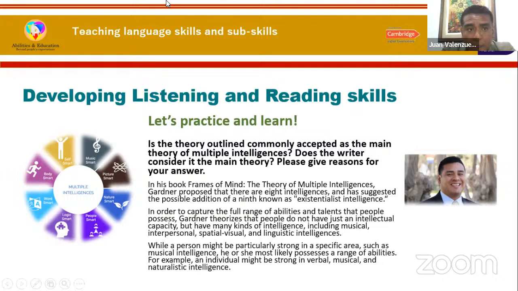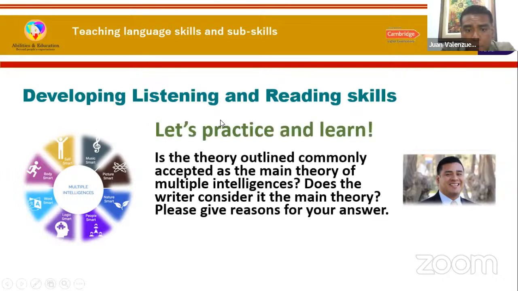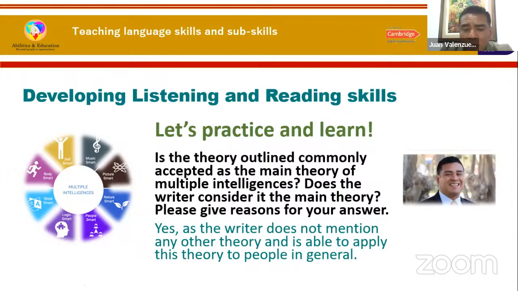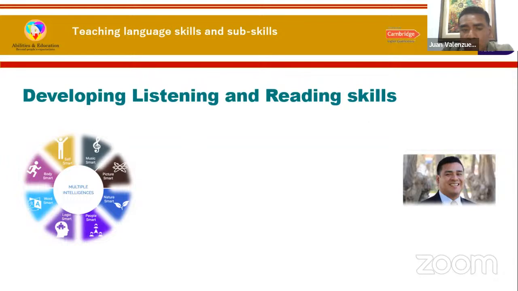Of course, yes. Because the writer here doesn't mention any other theory. And this theory is able to be applied to people in general, to all humans, to all people in the world. Yes, Yuri, there is an authority in education and researching. But here, specifically in the text, the writer doesn't mention any other theory. This is why we say that, yes, this is commonly accepted as a main theory, and also because it's able to apply this theory to people in general.